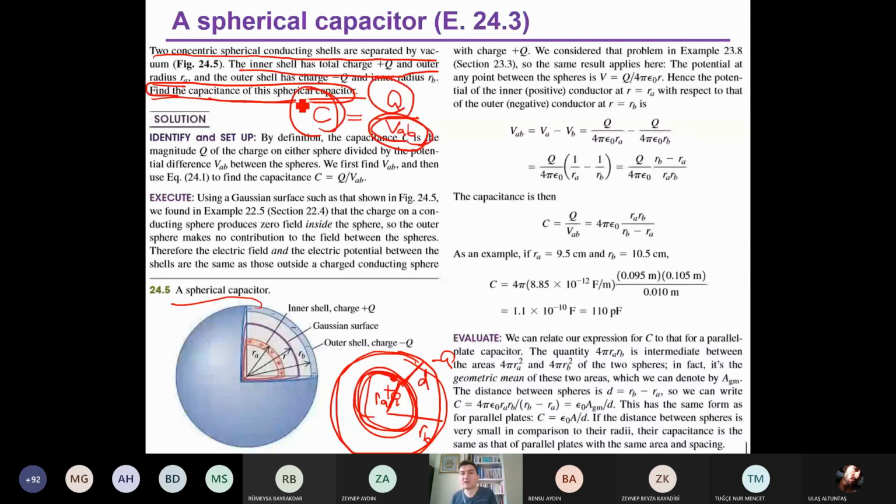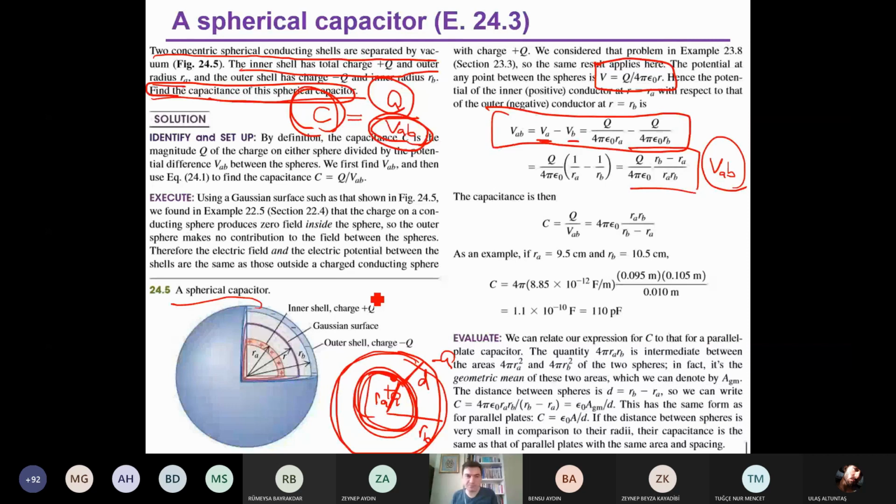For example, here, the capacitance of the spherical capacitor is asked. Then, if I know the charge and the potential difference, I can easily calculate it. So, how to calculate the potential difference between these two spheres? This is the topic of the previous chapter, okay? This is the potential at point A, and this is the potential at point B. If you calculate them with this relation and put them here, then you can calculate the potential difference between the spheres. If I know the VAB, the others are very easy. Just use this expression and put VAB here, then you can calculate the capacitance.